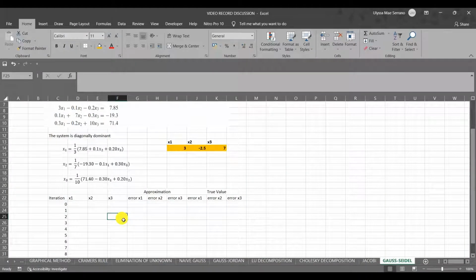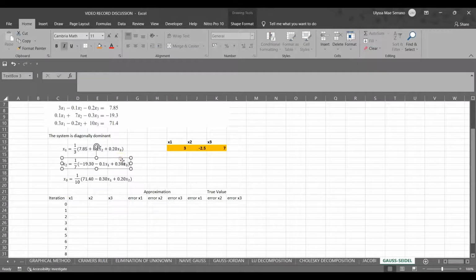So we're going to use Excel applying Gauss-Seidel method. Upon applying Gauss-Seidel method, it is still better to check whether the linear system is diagonally dominant or not. And if not, you can rearrange the sequencing of your linear equations to satisfy the first step, which is checking whether the linear system is diagonally dominant. So if the system is diagonally dominant, similarly, we will use the same equation as the Jacobi method.